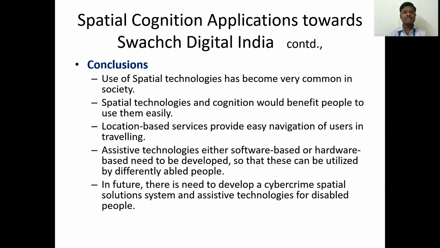And conclusion of this paper is use of spatial technologies has become very common in society. Spatial technologies and cognition would benefit people to use them easily. Location-based services provide easy navigation of users in traveling. Assistive technologies, either software-based or hardware-based, need to be developed so that these can be utilized by differently able people. In future, there is a need to develop a cybercrime spatial solutions system and assistive technologies for disabled people.